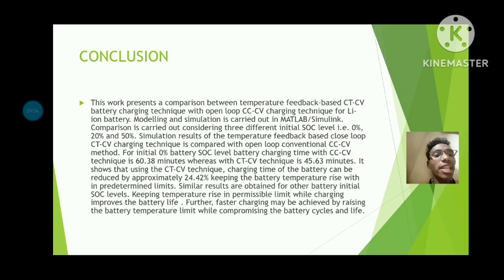Similarly, results were obtained for other battery initial SOC levels. Keeping temperature rise within the permitted level while charging improves the battery life. Further, faster charging may be achieved by raising the battery temperature limit, compromising the battery cycle and life. Here we see the comparison of open and closed loop battery charging techniques in lithium ion batteries.